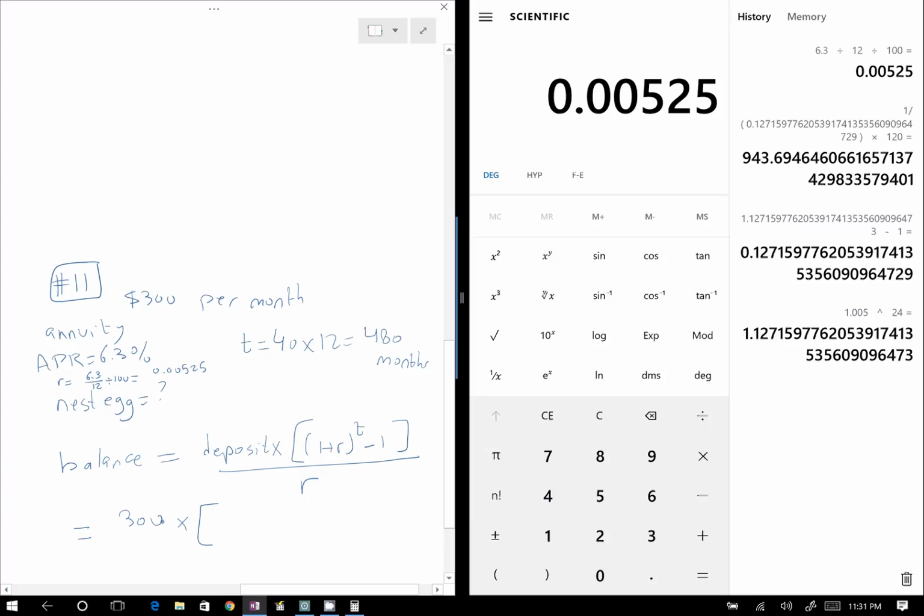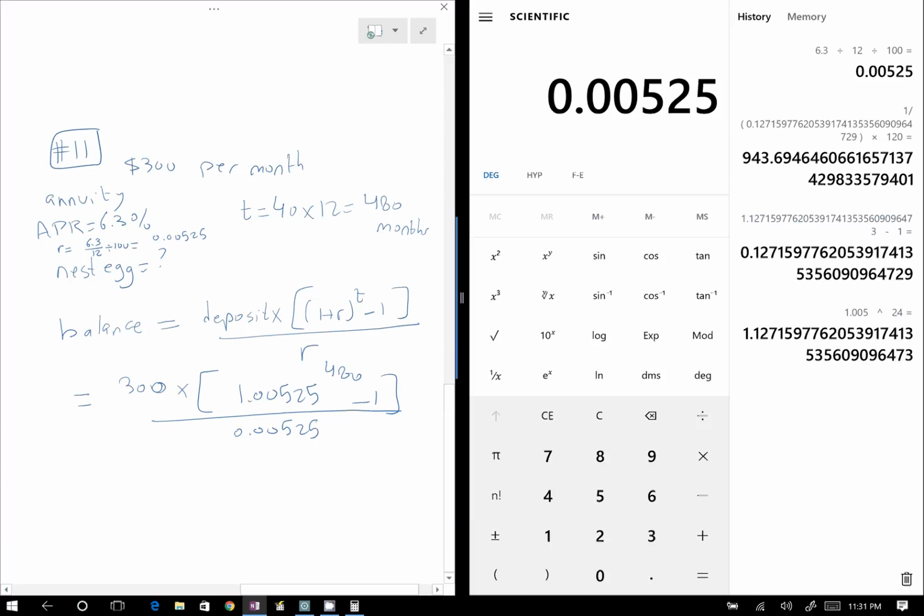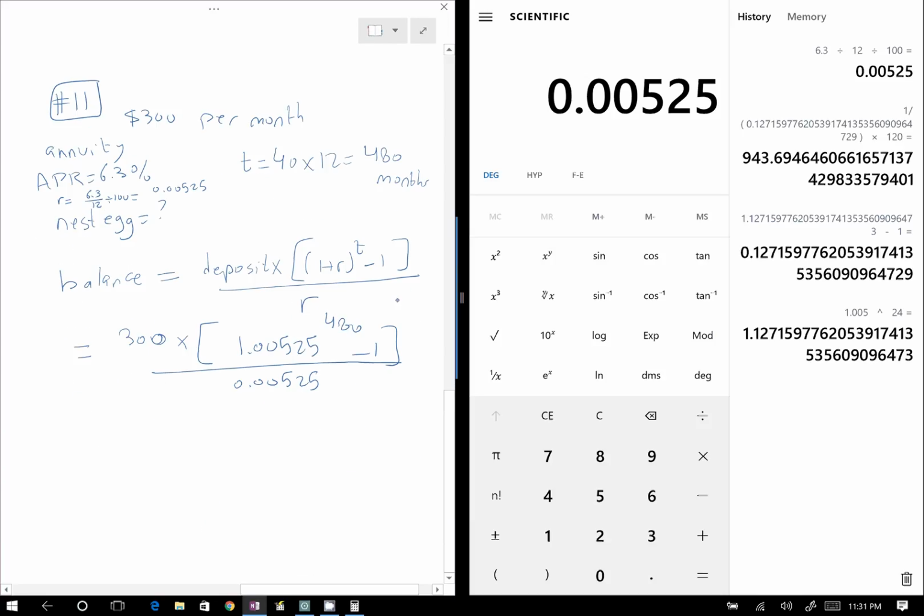So 300 multiplied by 1.00525 raised to the power 480 minus 1 divided by r, which is 0.00525. So that's my formula.